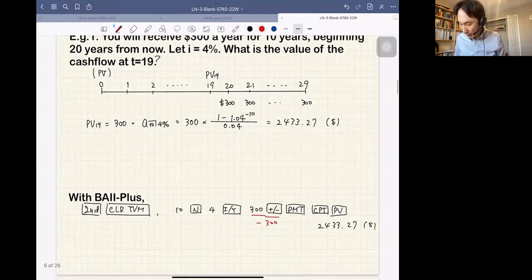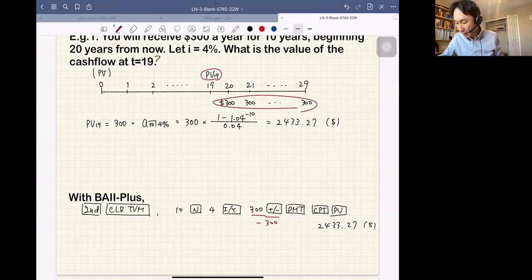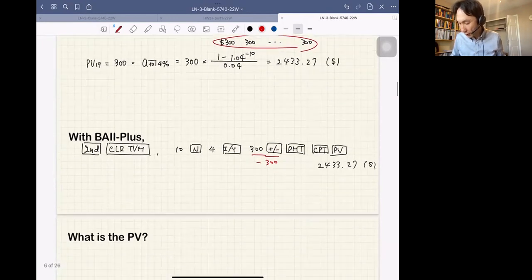Remember that in this cash flow function, all cash flows must be on one side of the time diagram. If you want to put PV and the $300 for 10 times on the other side of the timeline, then we have to put a negative sign. If you just put 300, then PV becomes negative 2,433.